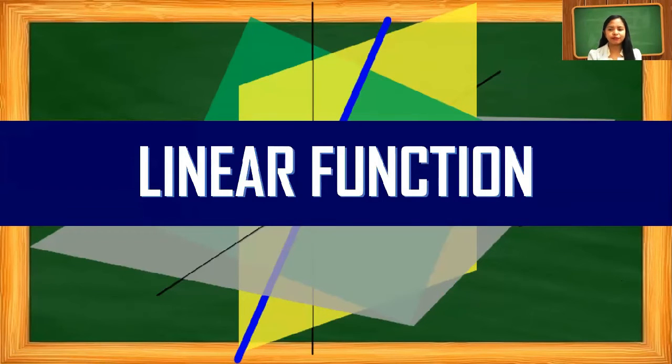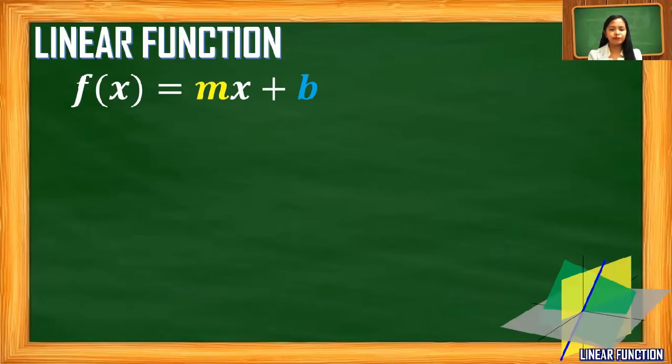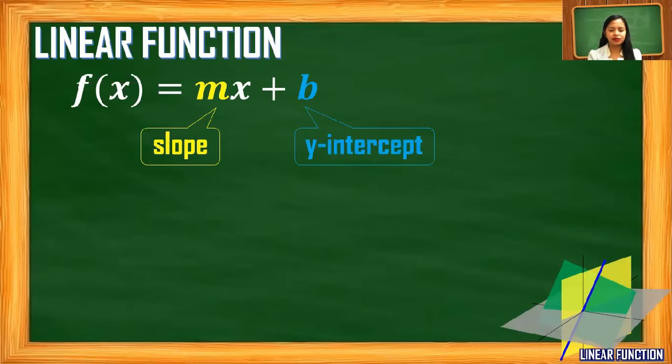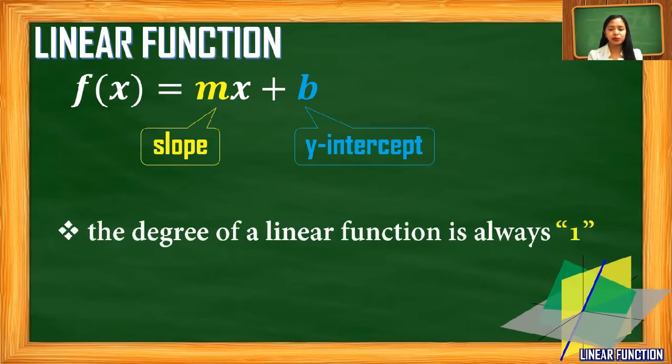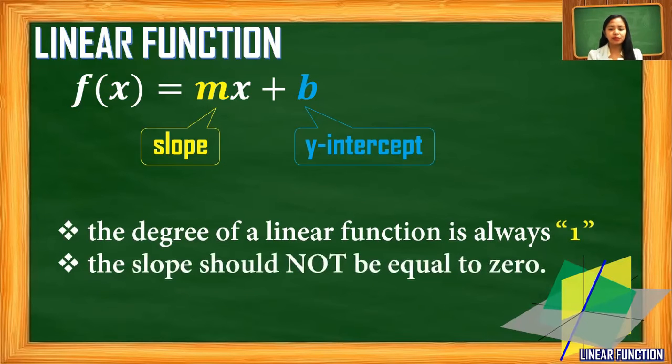Now, let's proceed to the linear function. A linear function is in the form f of x is equal to mx plus b, where m is the slope and b is the y-intercept. And this is very familiar to us because this was already discussed in the lower years. So, to define further what a linear function is, the degree of a linear function is always equal to 1. And the slope should not be equal to 0. Why should the slope not be equal to 0? Yes, that's right, because the slope defines the inclination and steepness of the line. Once the slope becomes 0, the diagonal line will simply become a horizontal line. Therefore, it becomes a constant function.